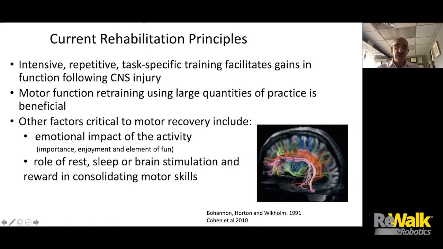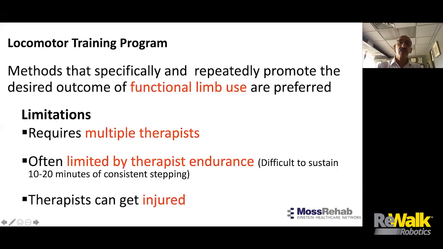activity. Is the patient really enjoying the activity? Does the patient feel it's important? Is there an element of fun? Is there feedback to the patient? All of those are important characteristics. And of course, there is a whole piece of rest, sleep, or even brain stimulation and reward in consolidating motor skills. And those have been laid out over the years, so I'm sure I'm not telling you anything new.